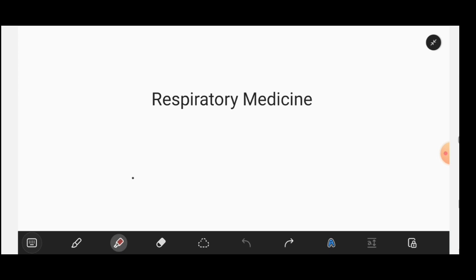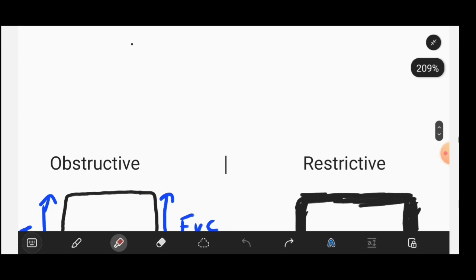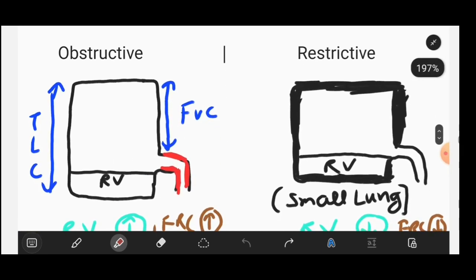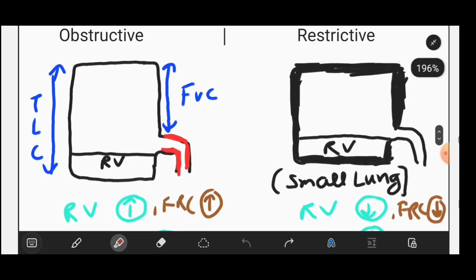So guys, this is my second video on spirometry. First of all, we are going to discuss the obstructive and the restrictive diseases. So guys, see this diagram. This is a lung. This is the whole lung, okay? And this whole is the total lung capacity. TLC is total lung capacity, and only this portion is the FVC, forced vital capacity, and the remaining is the residual volume.